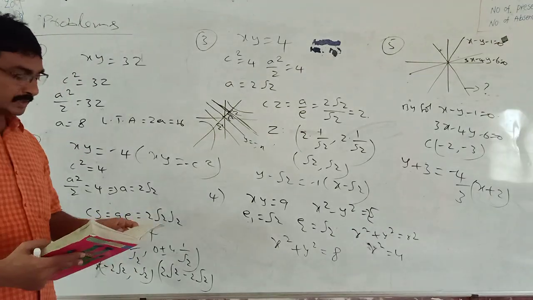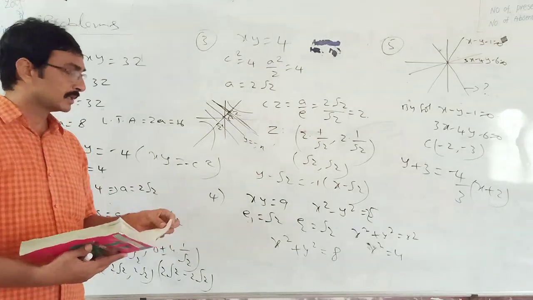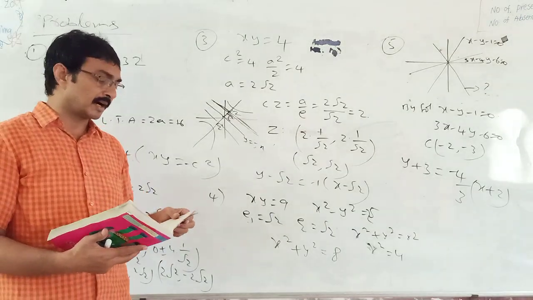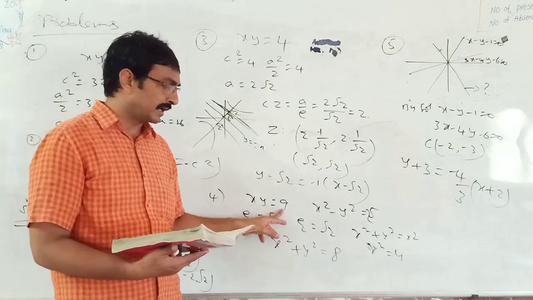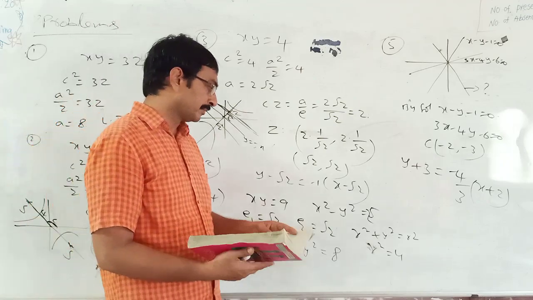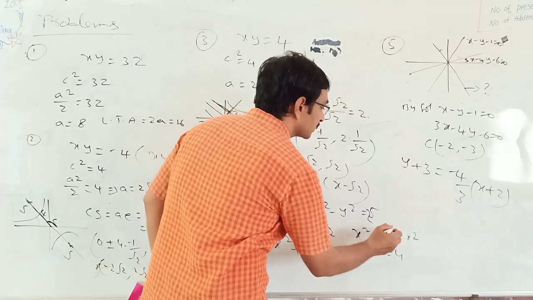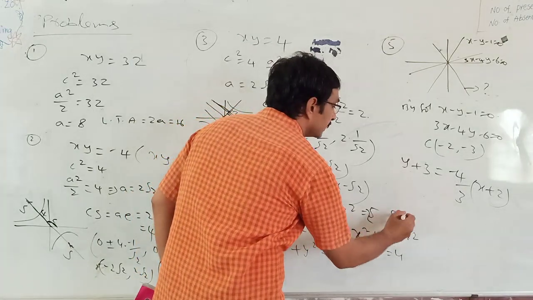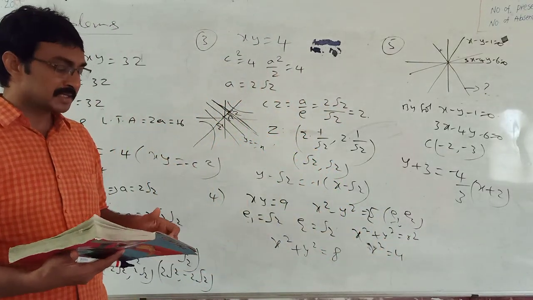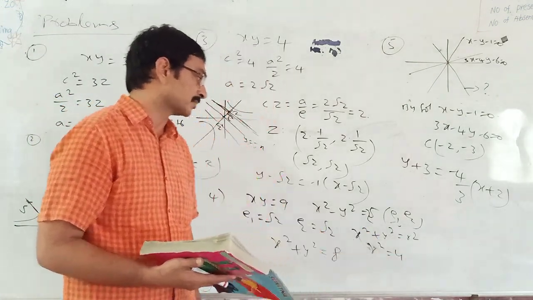Fourth problem. Fourth and 5. These two are advanced related problems. See, the fourth one. If E1 comma E2 are the eccentricities of the hyperbolas xy equal to 9 and x square minus y square equal to 25, and the point E1 comma E2 lies on the circle x square plus y square equal to r square, then the required value is the radius of the director circle of this circle x square plus y square equal to r square.